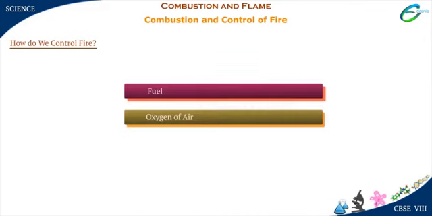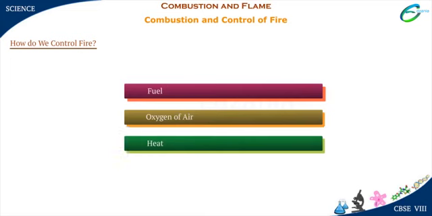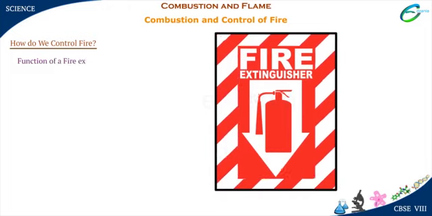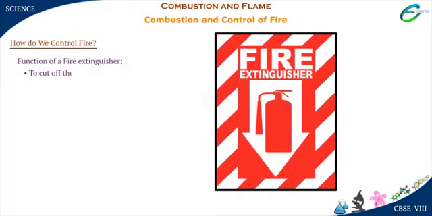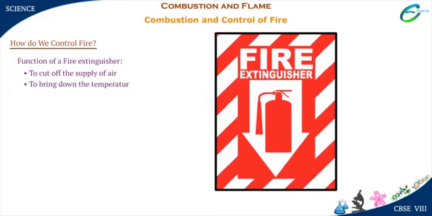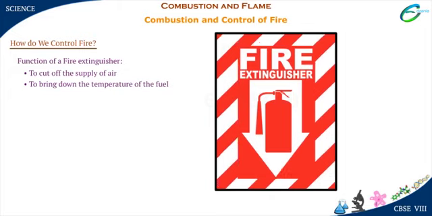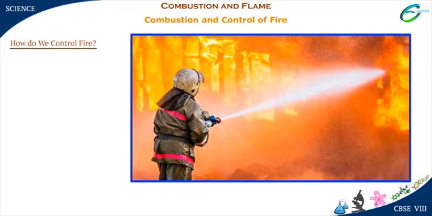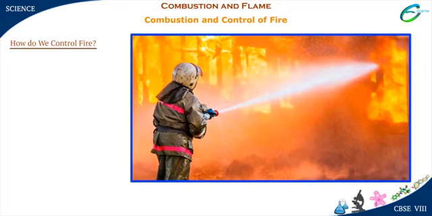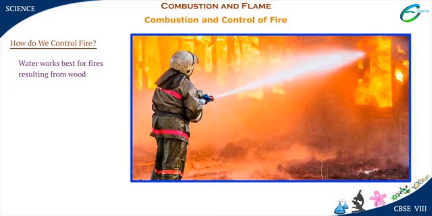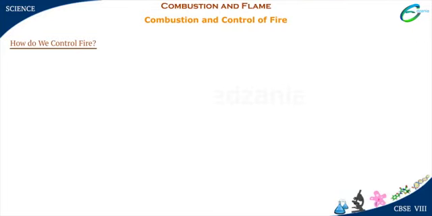Fuel, oxygen of air, and heat are essential components to produce fire. The function of a fire extinguisher is to cut off the supply of air or to bring down the temperature of the fuel, or both. Water is the most commonly used fire extinguisher. But water works best for fires resulting from wood and paper.